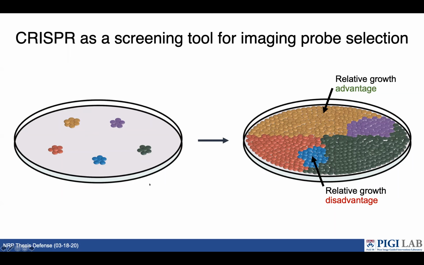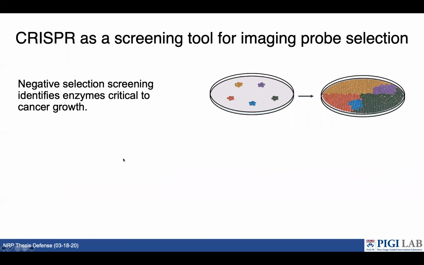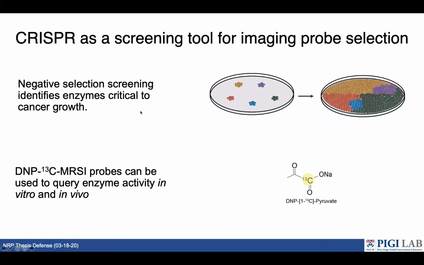This is what I was going after in cancer in particular, because I wanted to know which enzymes, when we take them away from a cancer cell, make it grow slower, like the blue ones. This in total is called negative selection screening, and it helps us identify enzymes that are important for cancer growth. And as a reminder, I mentioned that DNP MRSI probes can help us look at enzyme activity. So that's how this is going to link back to this CRISPR screen.